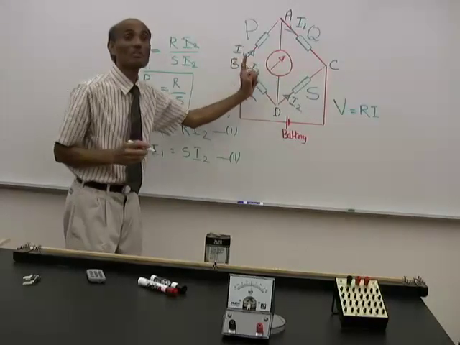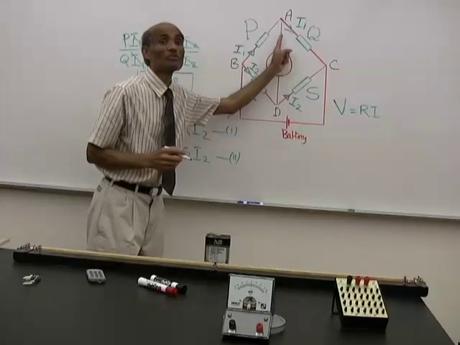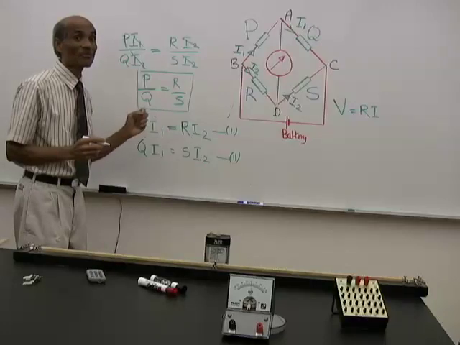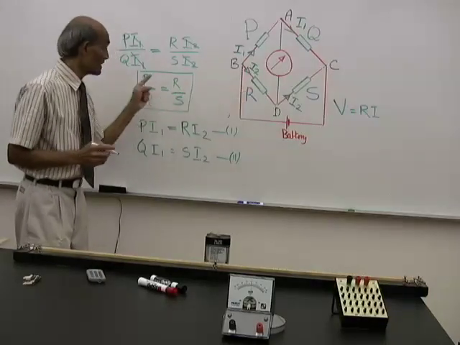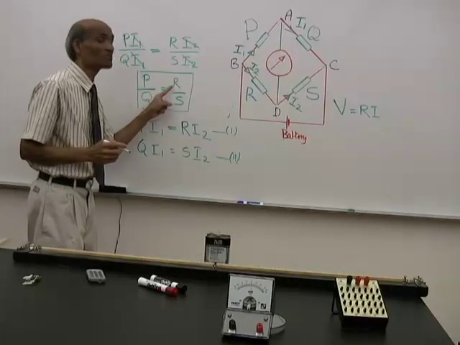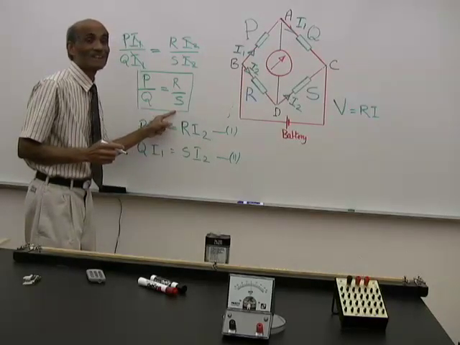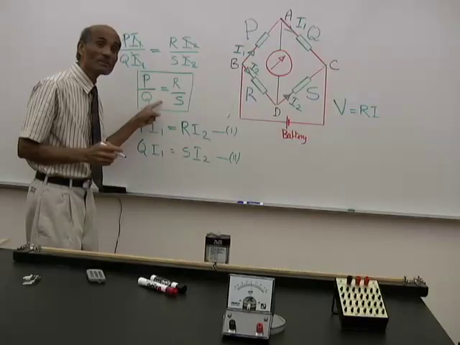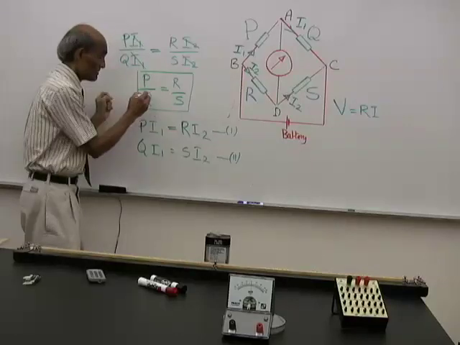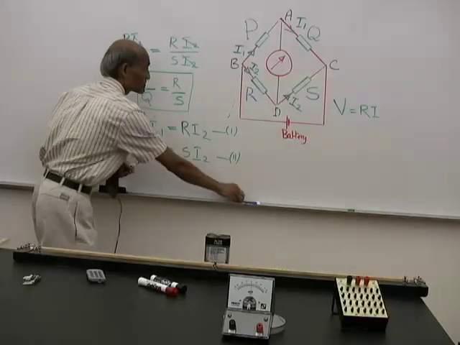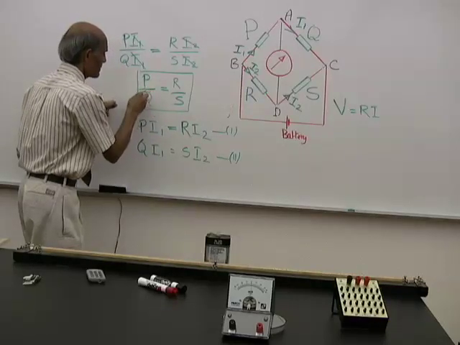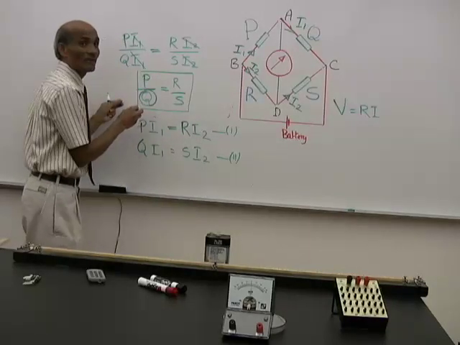Wheatstone bridge is balanced means there is no current flowing in the galvanometer. When there is no current flowing in the galvanometer, the bridge is balanced, and at that time P over Q will be equal to R over S. And we are going to use this. Tell me which of these is the resistance that we are going to measure. We are going to measure this resistance, which is Q. That's the one we're going to measure.